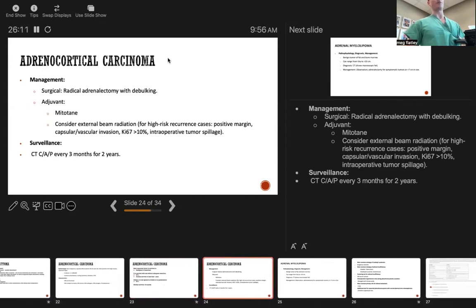The management for these is just radical adrenalectomy with debulking. There's various adjuvant treatments for these that you're not going to get tested on. And since this is a highly concerning cancer, you basically do pan-CT every 3 months for 2 years.